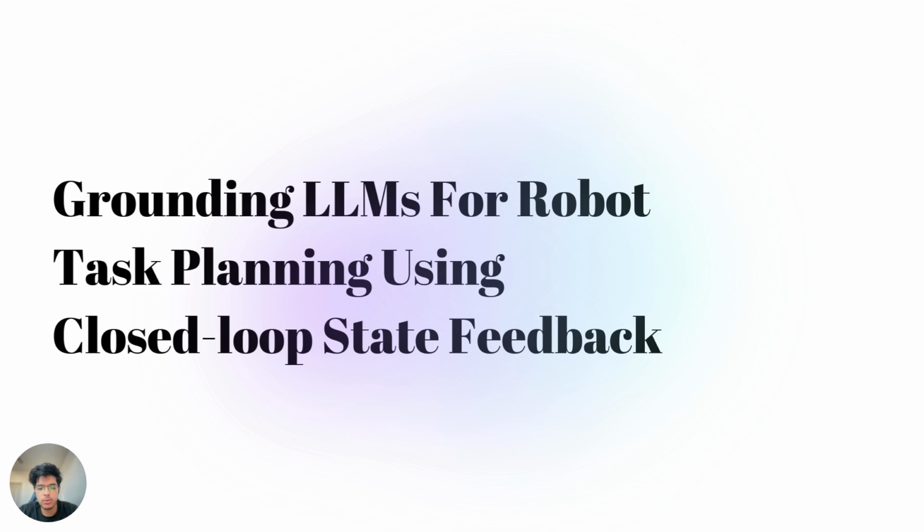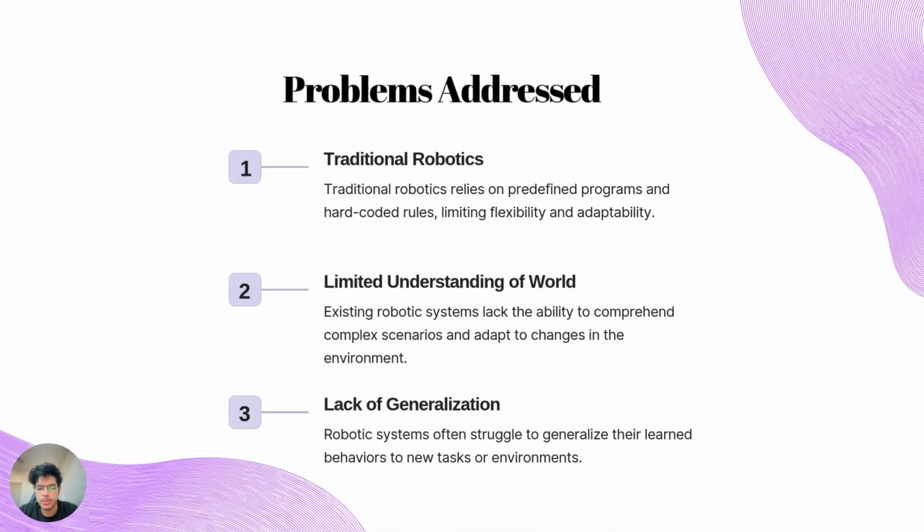Grounding refers to connecting LLM generated plans with real world environments. This is essential for improving robustness of LLMs in robot task planning. Incorporating environmental feedback allows robots to resolve errors in real time, enhancing their ability and success rate.